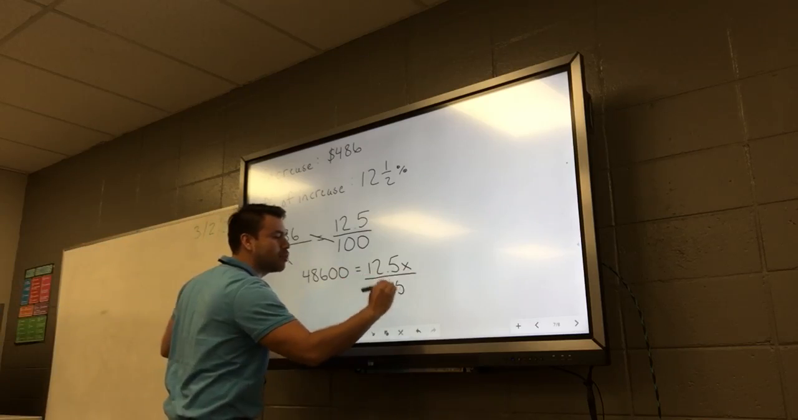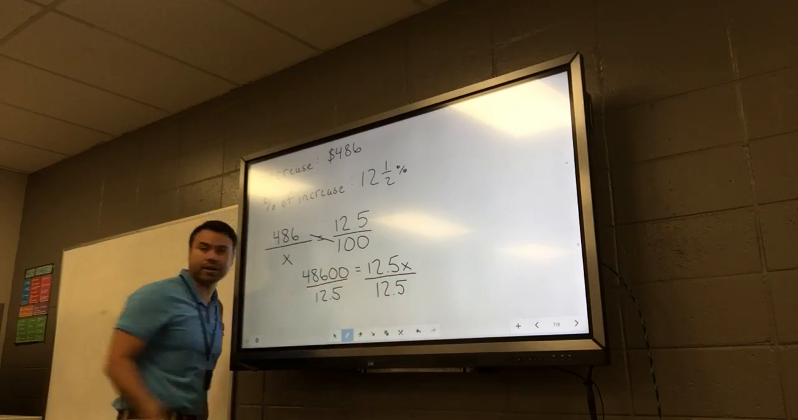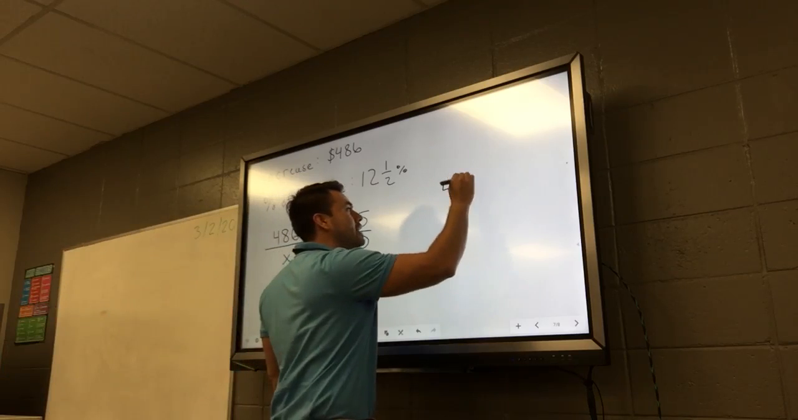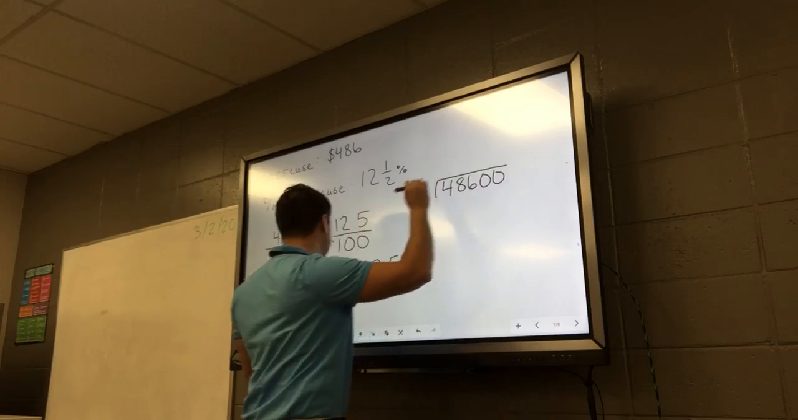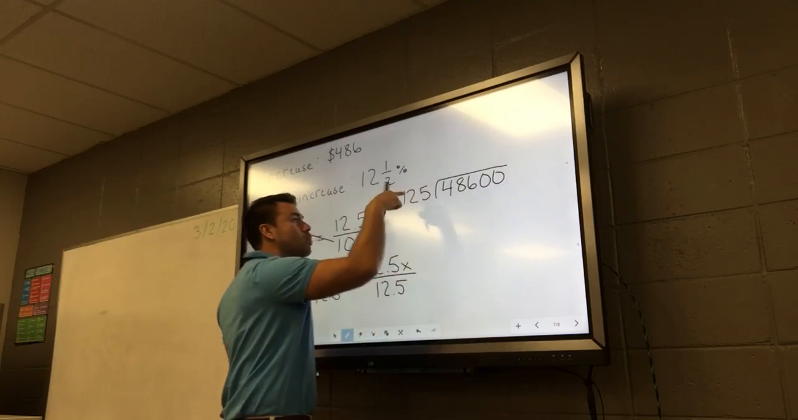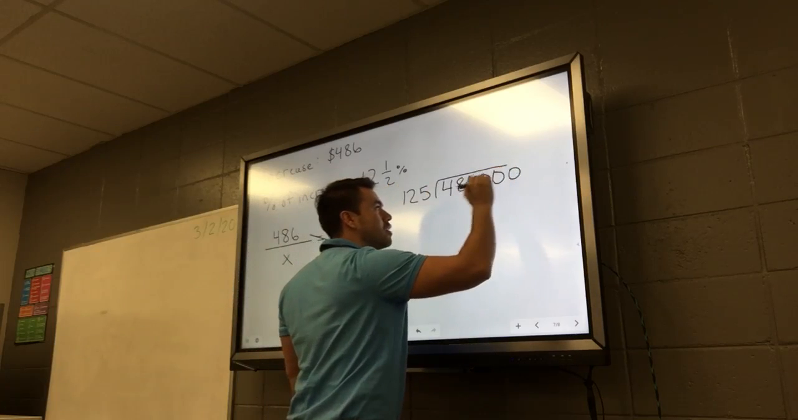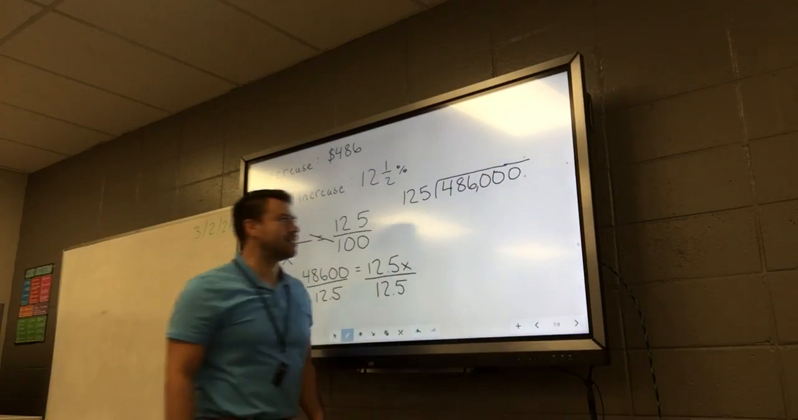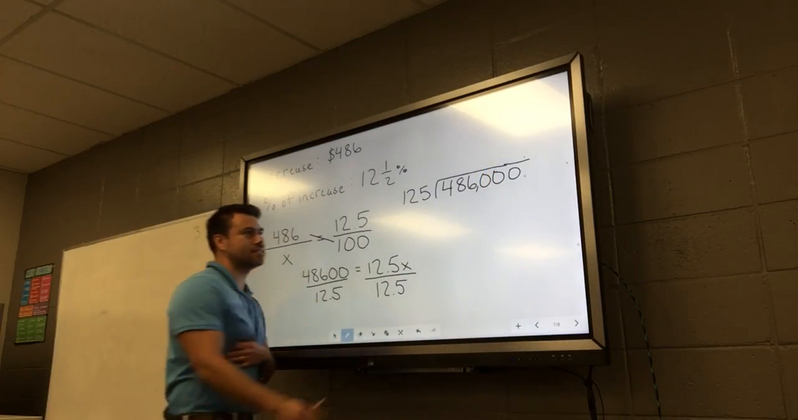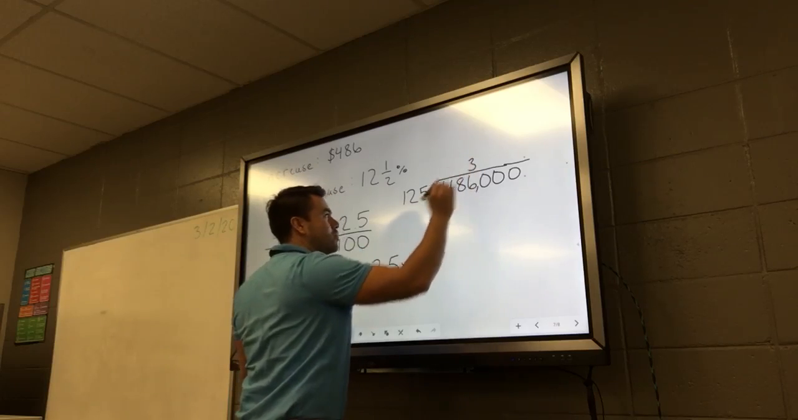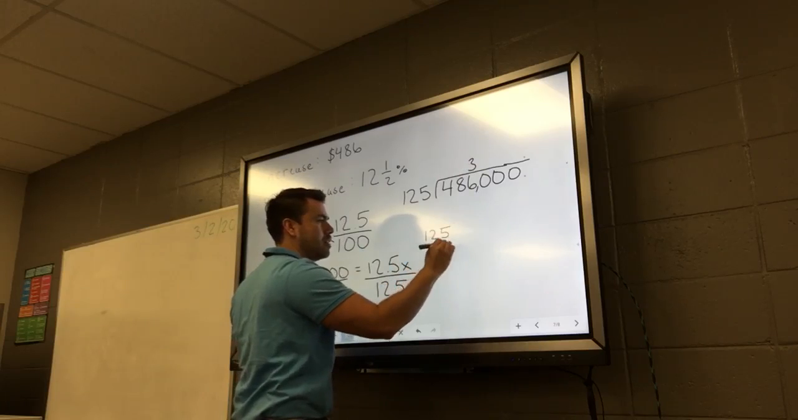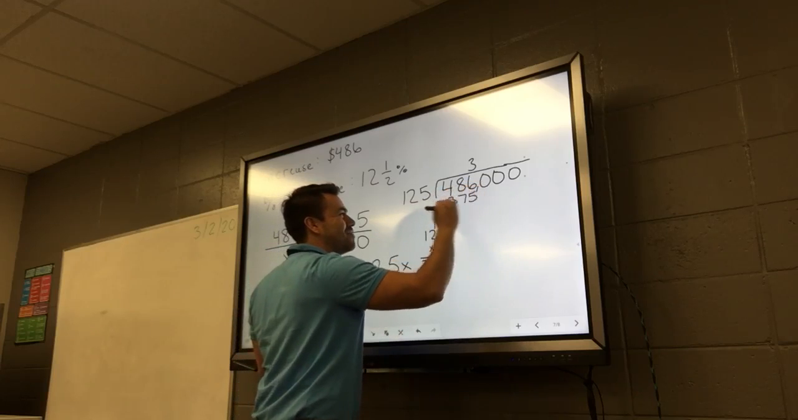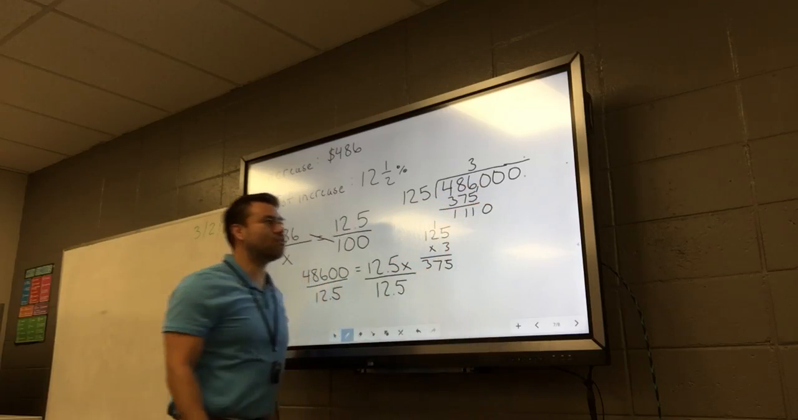I'm going to divide by 12.5. All right, here we go. 48600 divided by 12.5. Now, if I move the decimal once here, I have to move it here. 125 goes into 486 three times, which is 375.